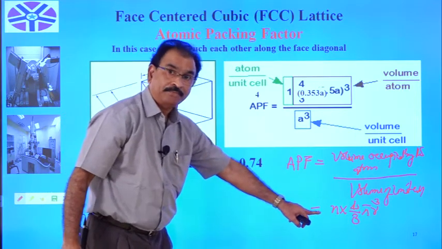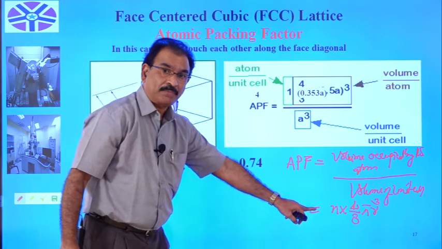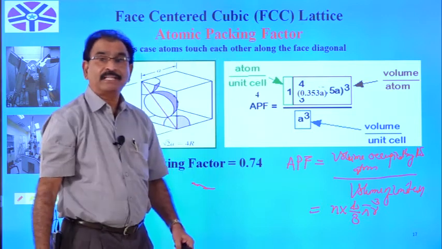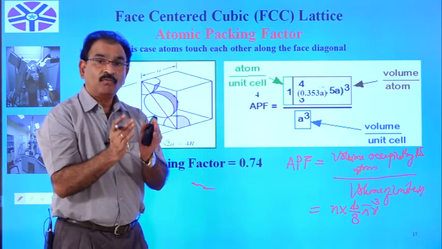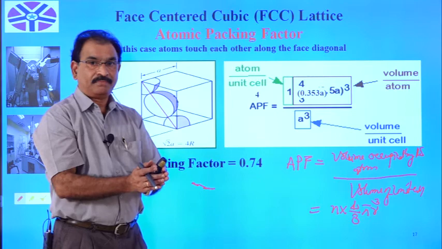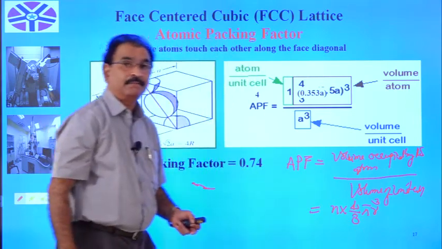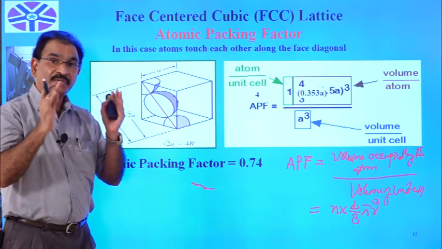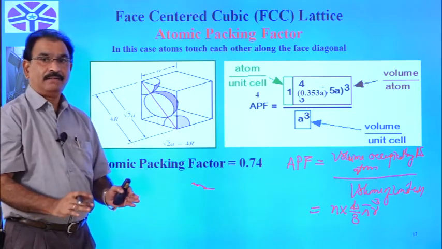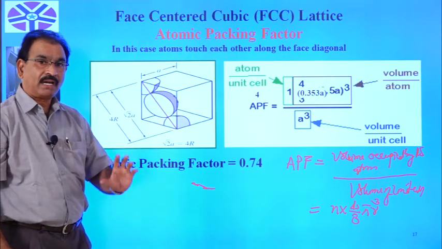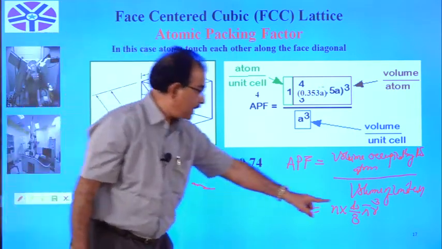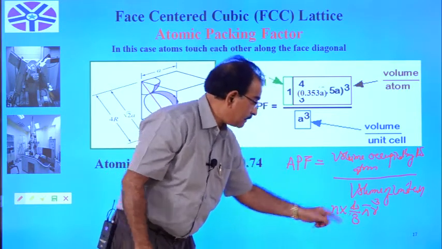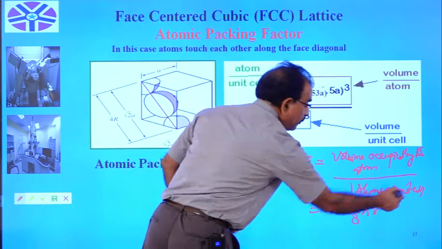What is N? N is nothing but number of atoms per unit cell. What is this factor? This is nothing but the formula for volume of a sphere. Why are we taking this? Because we always assume atoms to be spherically symmetrical. Hence, we substitute the formula of volume of the sphere. So, we have 4 atoms, each with its volume, divided by volume of unit cell.